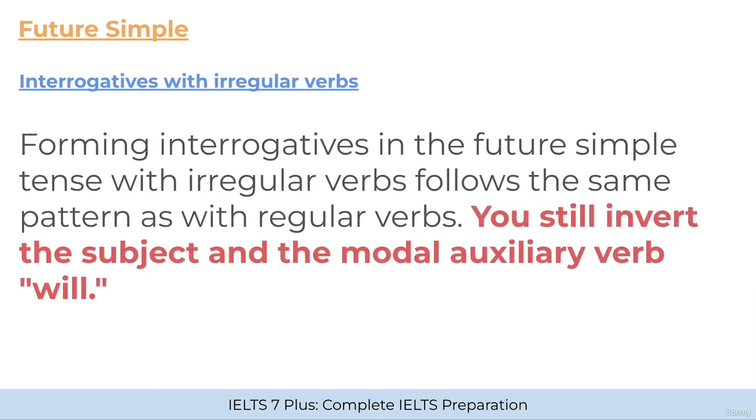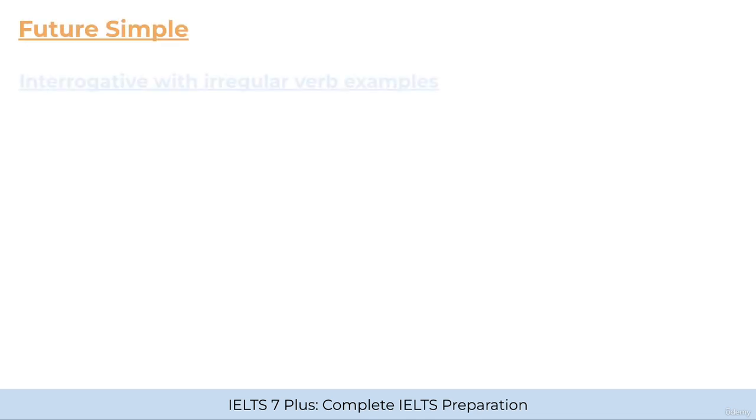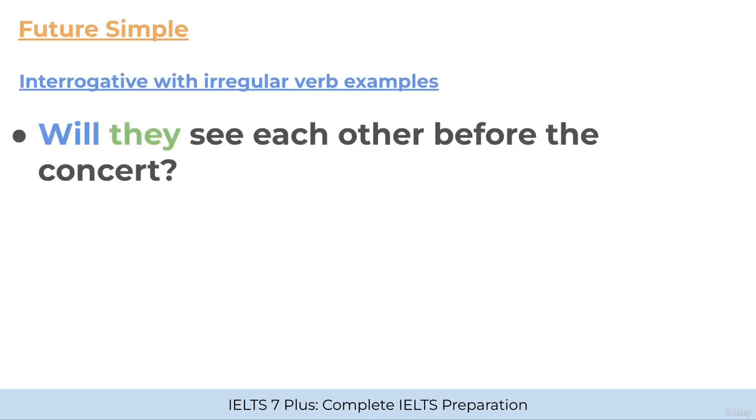Irregular verbs, nothing changes. So you invert the subject and the modal auxiliary verb will. Examples, will they see each other before the concert? So see being an irregular verb here, but that stays in its base form. And actually it stays in the same position in the sentence as it would with an affirmative sentence.